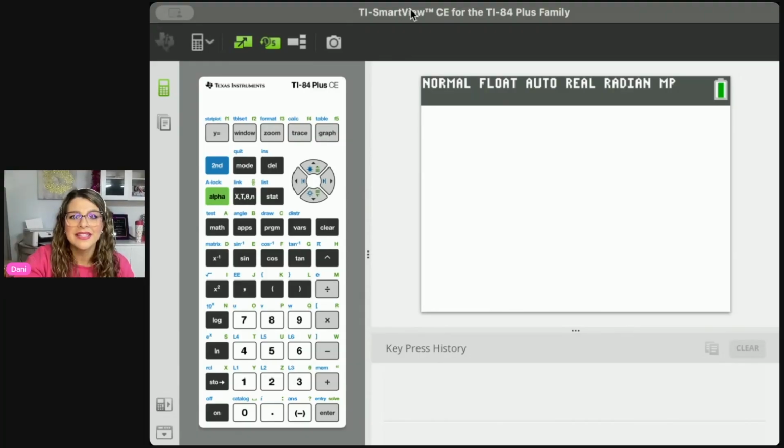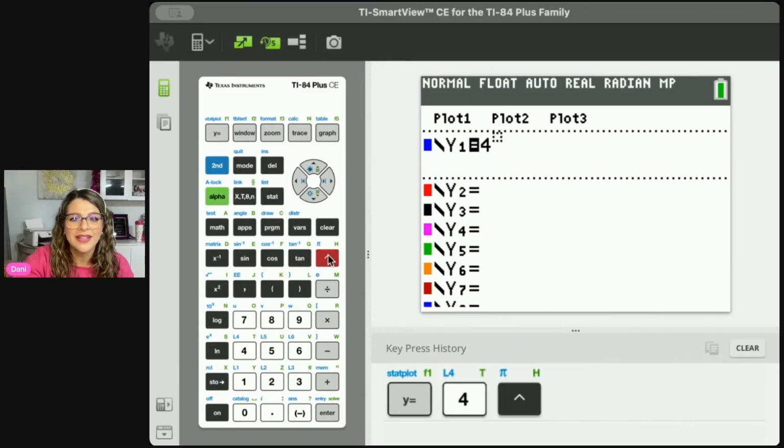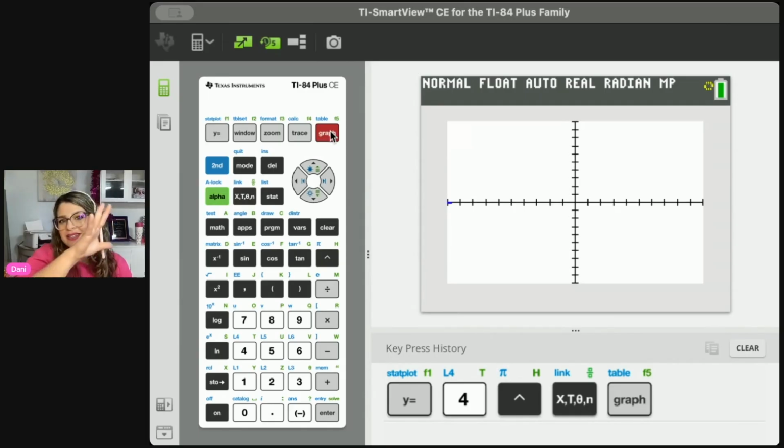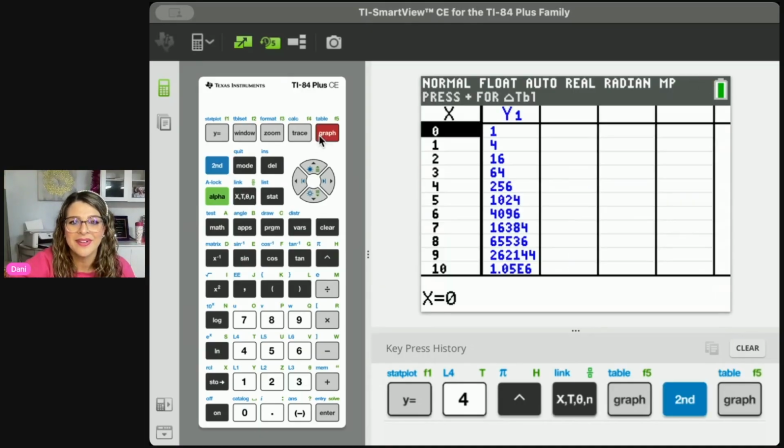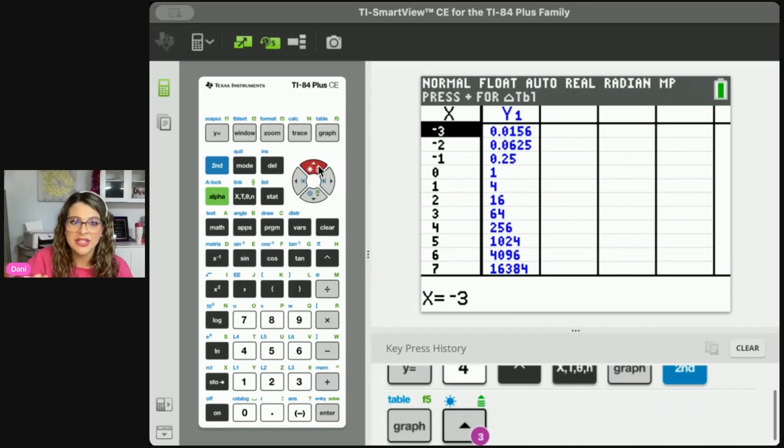All right, so we got our TI-84. So this one is 4 raised to the x power. So if I want to see the graph, you can click graph, kind of see what it is that we're going to be looking at here. So you can see like, it grows super quick. And when I hit second graph, that's when I'm going to get that table. Now the table on my worksheet, which I'll go back to in a second, does start at -3. So we're going to scooch this table up just a little bit.